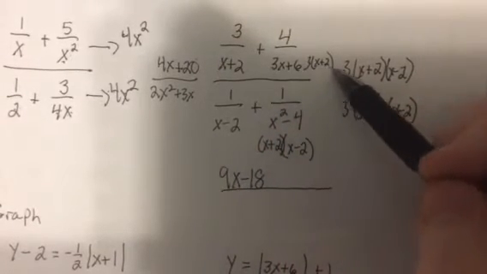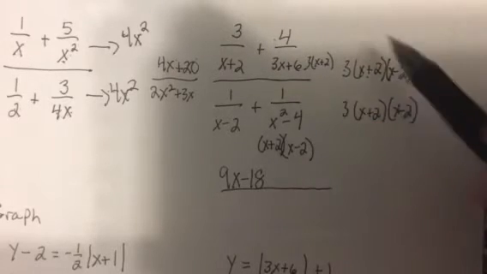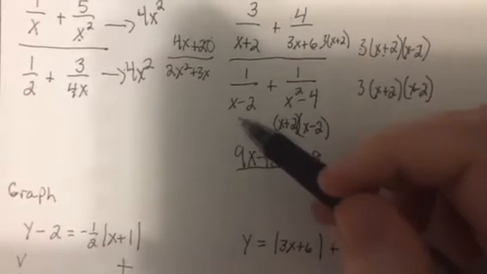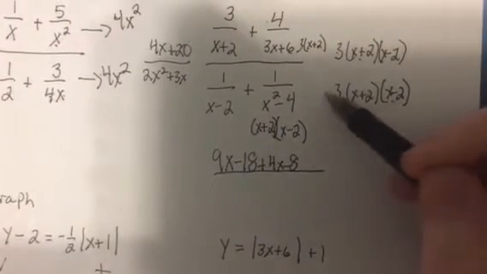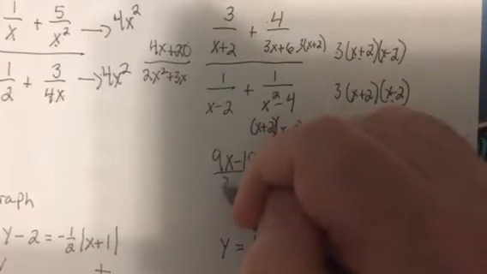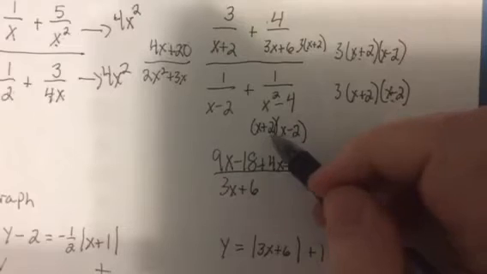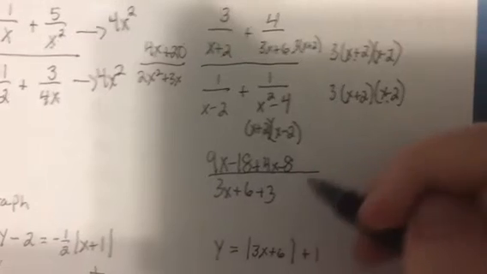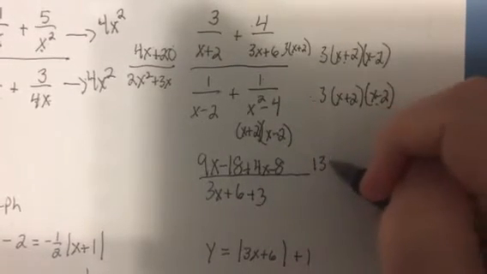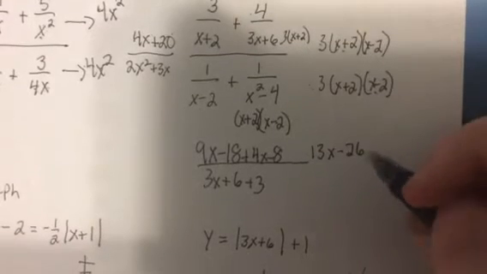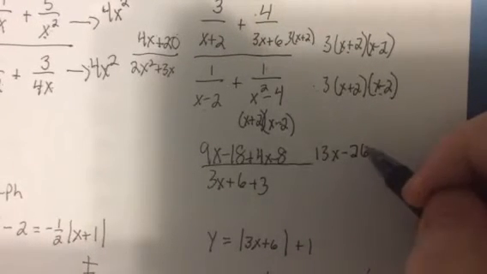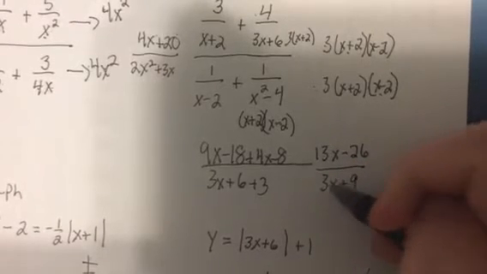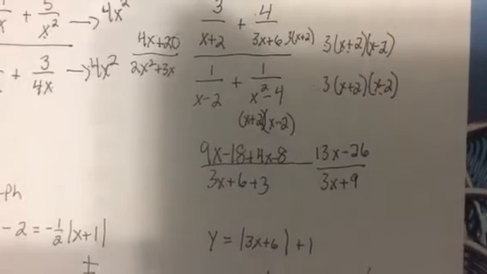Then the 3 and the x plus 2 cancel, so it'd be 4. X minus 2 is 4x minus 8. Then down the bottom, the x minus 2 cancels, so it'd be 3 times 1 times x plus 2 is 3x plus 6. Then both binomials cancel, so it'd be 3 times 1 is 3. So we would have 13x minus 26. So you could factor out a 13, it'd be x minus 2, all over 3x plus 9. Factor out a 3, it'd be x plus 3, so nothing cancels.